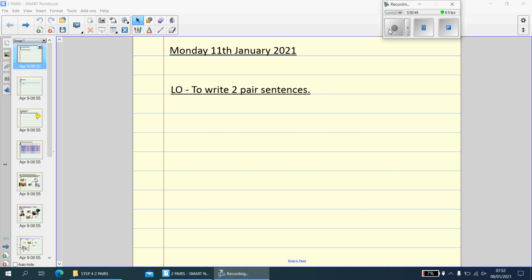Okay then, so date and LO should all be done by now. I'm hoping it's super neat. Okay, don't forget date, underline, miss a line, title, underline, miss a line. So we're going to be writing two-pair sentences today. We have done this before when we were learning about the Cobbler of Krakow, okay, but that was quite a while ago, so we're going to try and refresh your memory today.